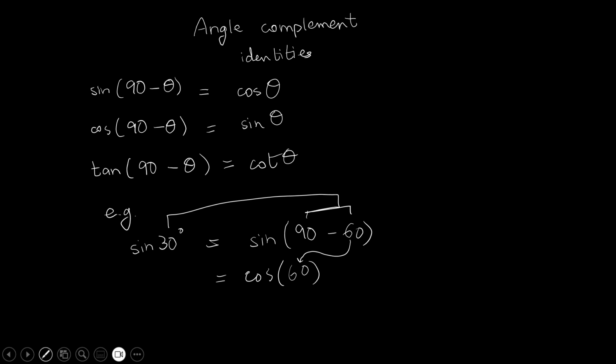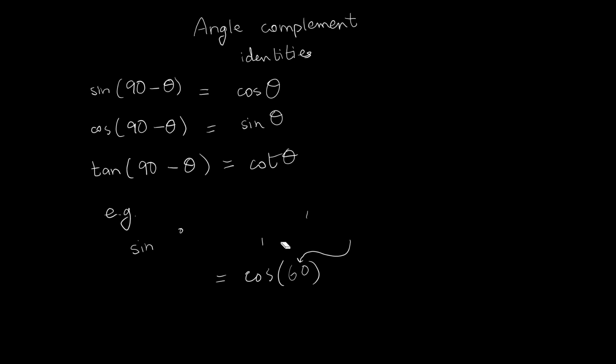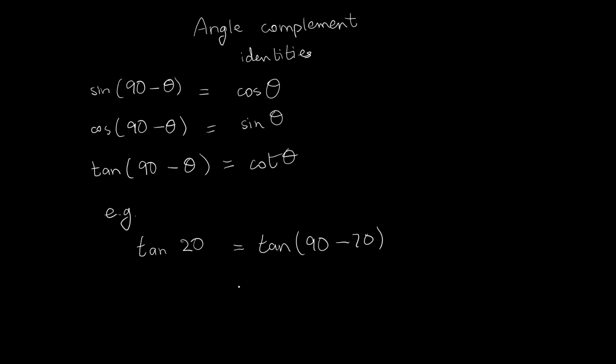However, let's consider another example. Tangent 20. So first of all, we'll write it down in the form 90 minus theta. So 20 would be 90 minus 70. As it would be equal to cotangent of theta, which is 70 here.